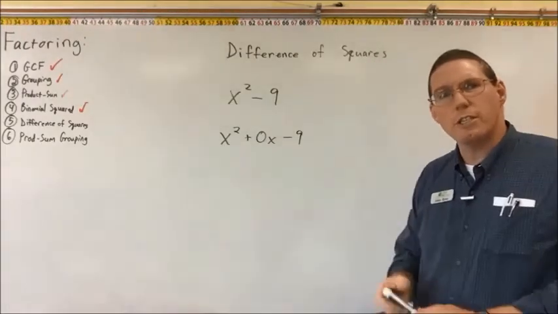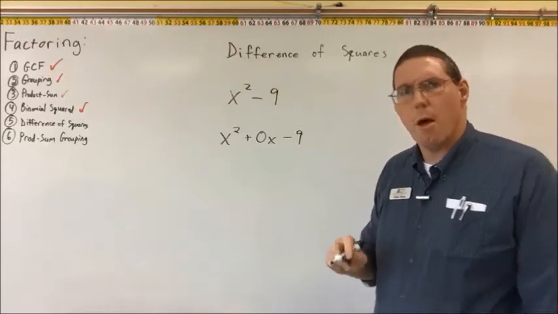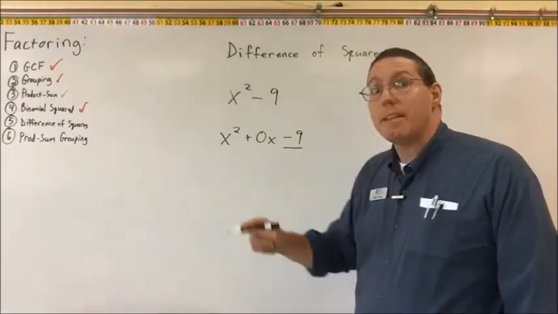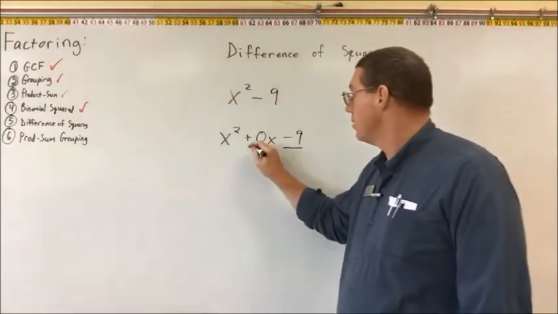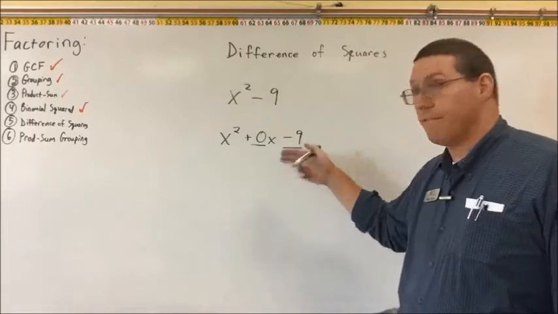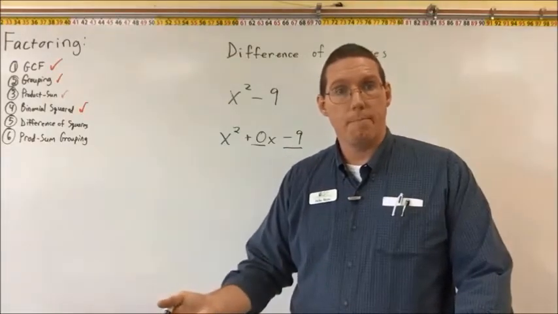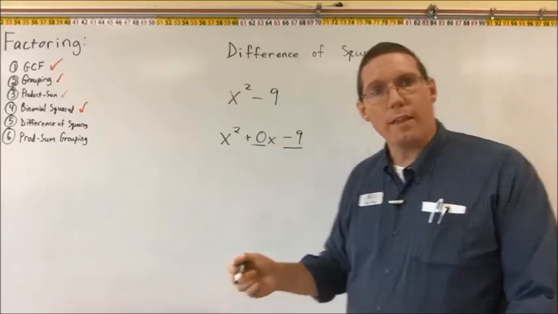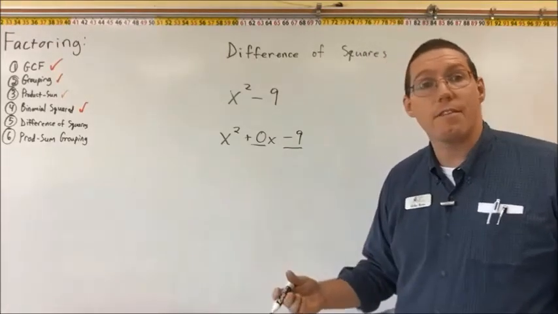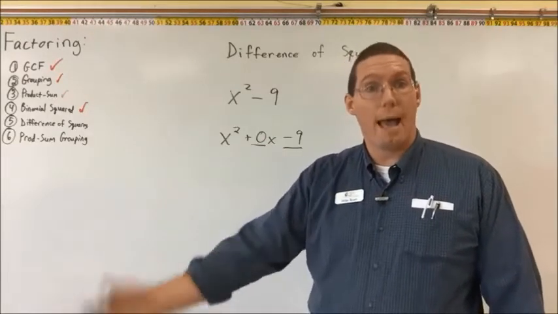But let's ask a question. What two numbers multiply to negative 9, but they add up to 0? Well, first of all, because it's a negative 9, it must be a positive number and a negative number, right? Also, the only way that a positive and a negative number can add up to 0 is if they are the same whole number, the same absolute value.